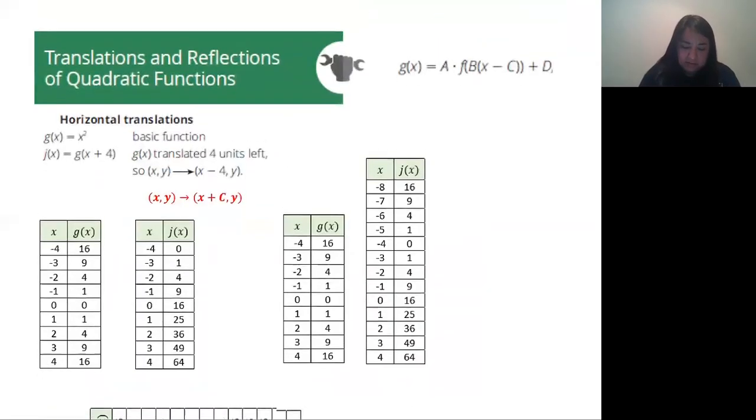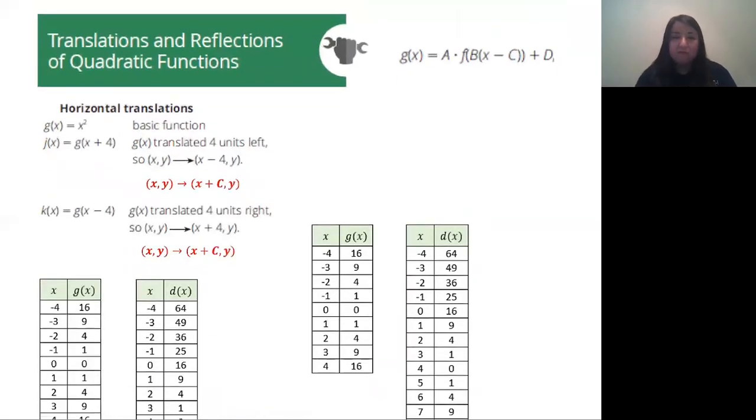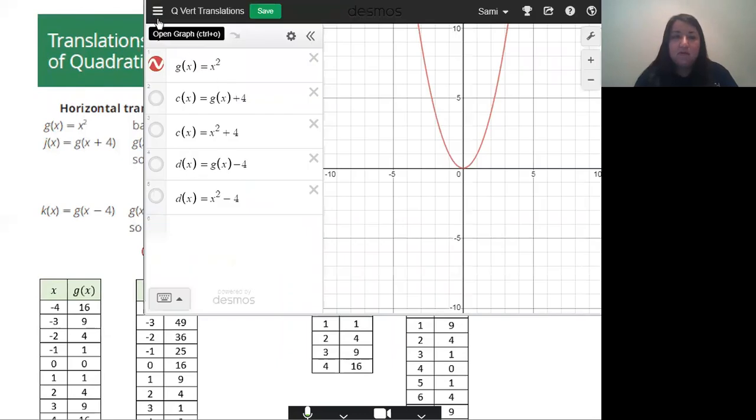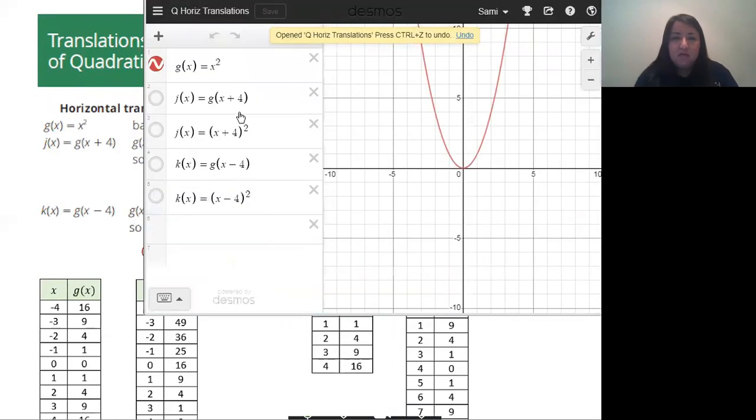So horizontal translations is when I'm going to add 4 or subtract 4 from inside the argument. Let's see what happens. So I'm going to move over here to my horizontal translations. When I add 4 inside the argument, you might go, oh, plus 4, positive, we're going to shift right 4. But actually, remember, this is x minus c, so x minus a negative 4 produces plus 4. So I'm actually shifting left 4 units.